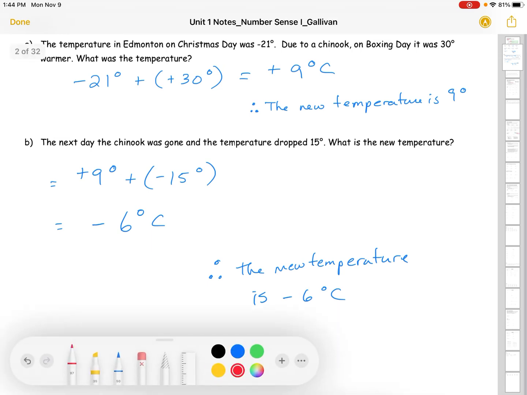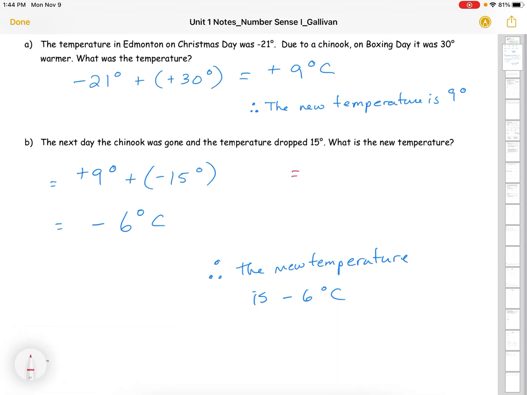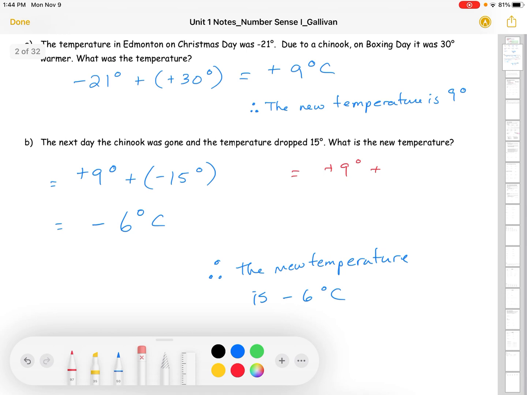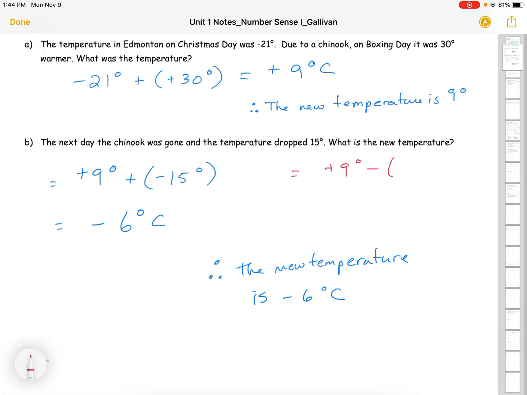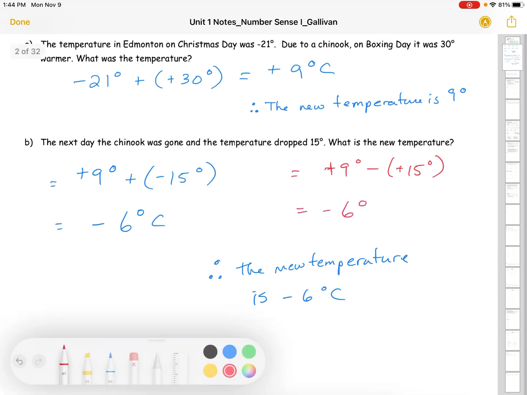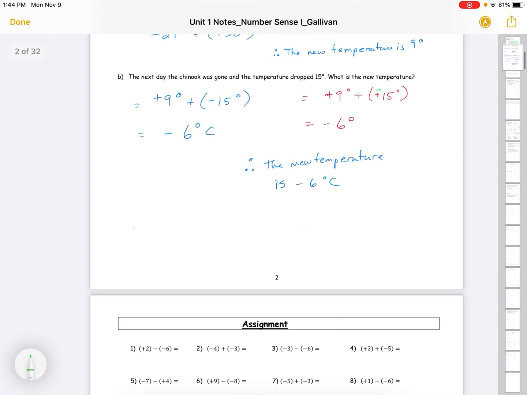You could also write this last one just so you know, and it would still be right if you had positive 9 degrees minus 15 degrees. Because it went down, and it would give you the same answer, right? So either way will still give you negative 6, because then you would just be changing it to plus a negative, and you would get to the same place.